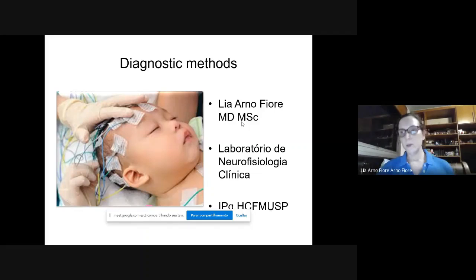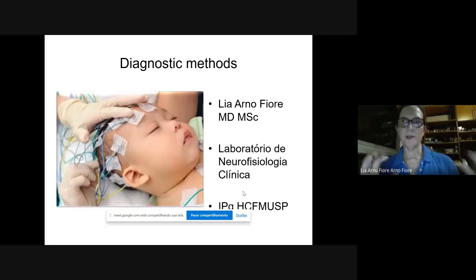I am a clinical neurophysiologist, which means neurophysiology applied to clinical diagnostic methods. So as you know, in neurology, we have two kinds of diagnostic methods. Some are anatomical, like, for example, a brain tomography, and some are functional.